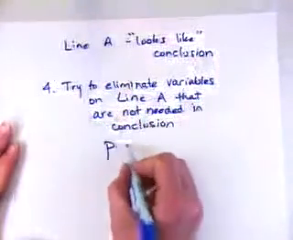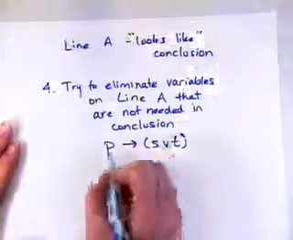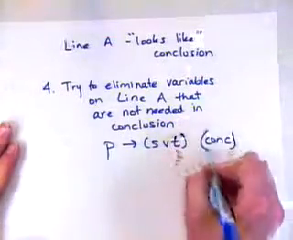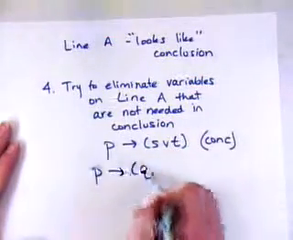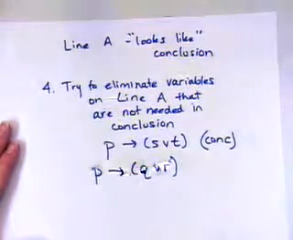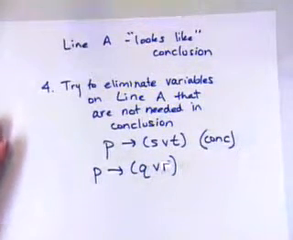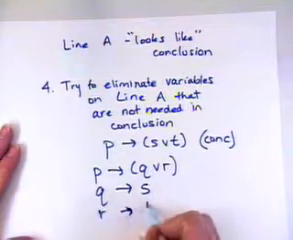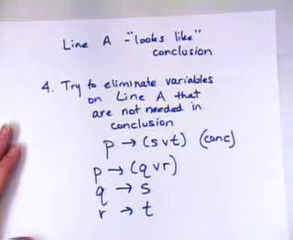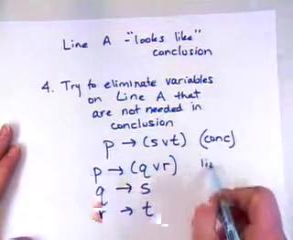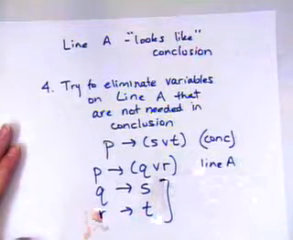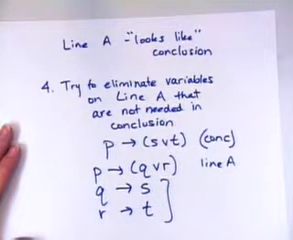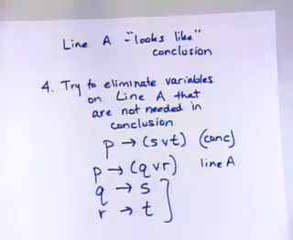So for example, if my conclusion were P implies S or T, and I found the line, let's say my line A was P implies Q or R. Now I would try to do something that would get rid of Q or R. So that means I'll probably have to use some other lines in my proof that might have Q or R in them. So let's suppose that I also had Q implies S and R implies T. Then I might want to somehow combine line A with these two to replace the Q and the R with S and T. Now let me show you a very cool rule that will help you do that.